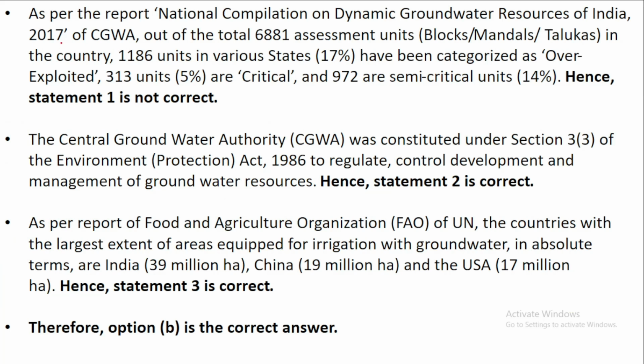Statement first is incorrect. As per the report, the National Compilation on the Dynamic Groundwater Resources of India 2017 of CGWA, out of the total 6881 assessment units in the country, 1186 units in the various states are overexploited. This is the data. If you want, you can read more about this question, but your correct answer was B. You can pause it and read it from here.